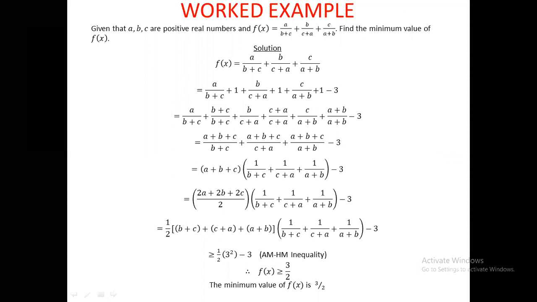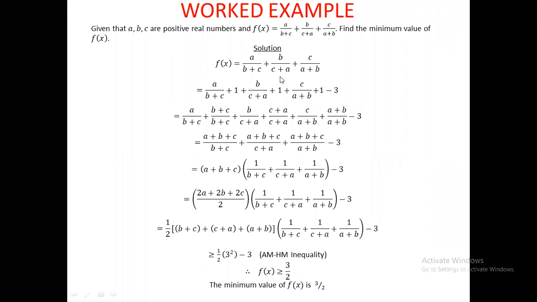We want to find the minimum value of f of x. So f of x is a over b plus c, plus b over c plus a, plus c over a plus b. Now there's symmetry. Symmetry is an attribute that you should take very seriously when you are solving more difficult Olympiad inequality problems. But for this class, you need not worry yourself. So what do we try? What do we attempt?